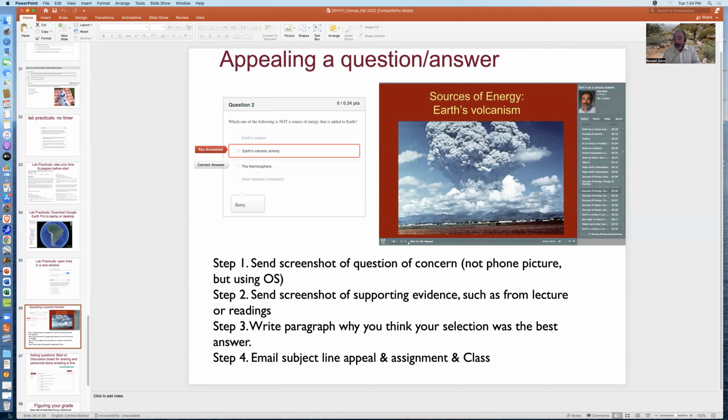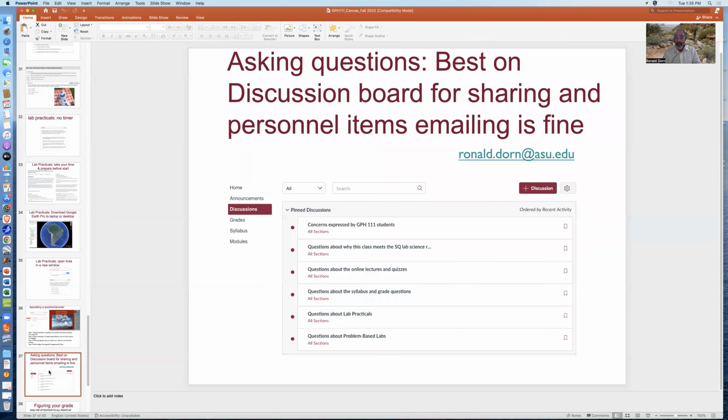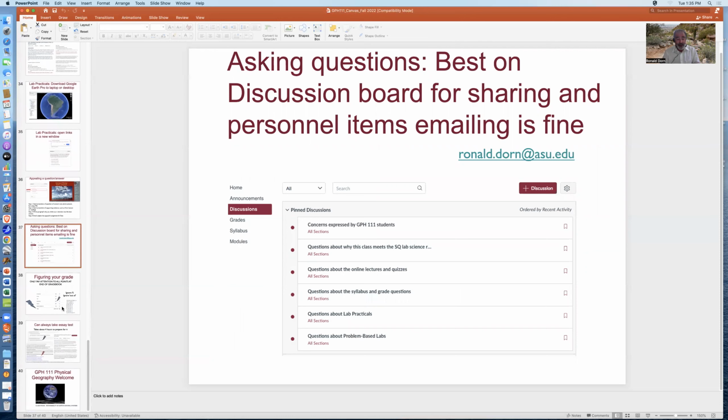Have a subject line that indicates you're appealing, the assignment you took, and the class you're in, because I teach multiple classes, and I can't read your mind if you're talking about an assignment. Just email it to me, and I love it when students appeal. Again, I love it when students ask questions. The discussion board is best, but email is fine too. I want to engage with you.